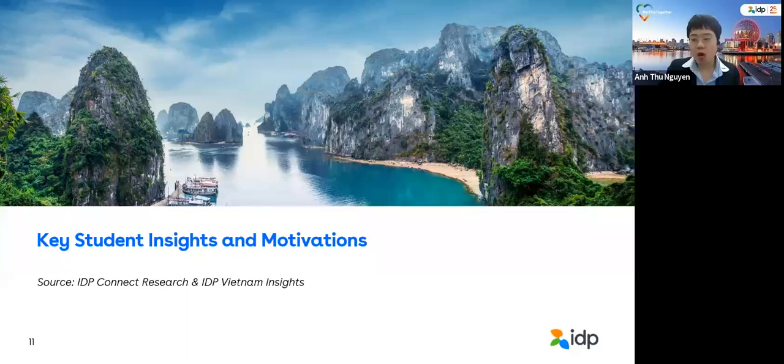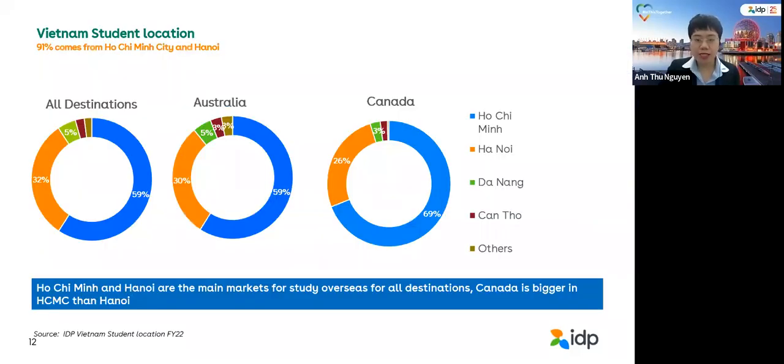And this is our internal data from last year, 2022. For Canada, we have 69% of students from Ho Chi Minh City and 26% from Hanoi. So Hanoi and Ho Chi Minh City contributed 95% of students for IDP Vietnam, and the rest are from the other cities.